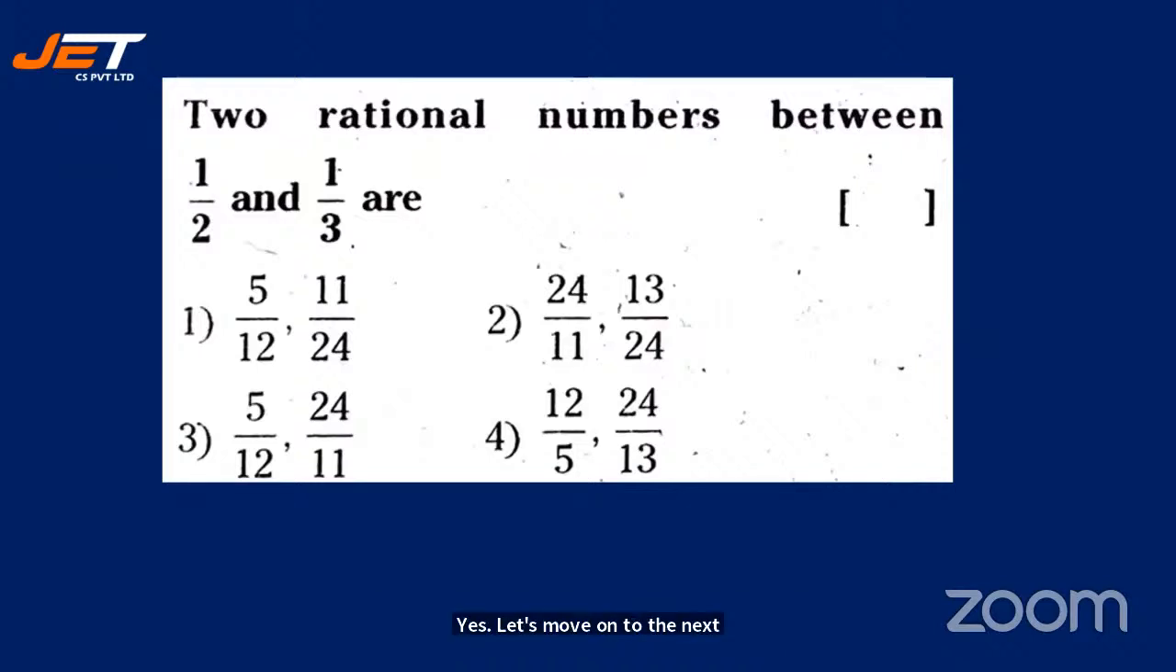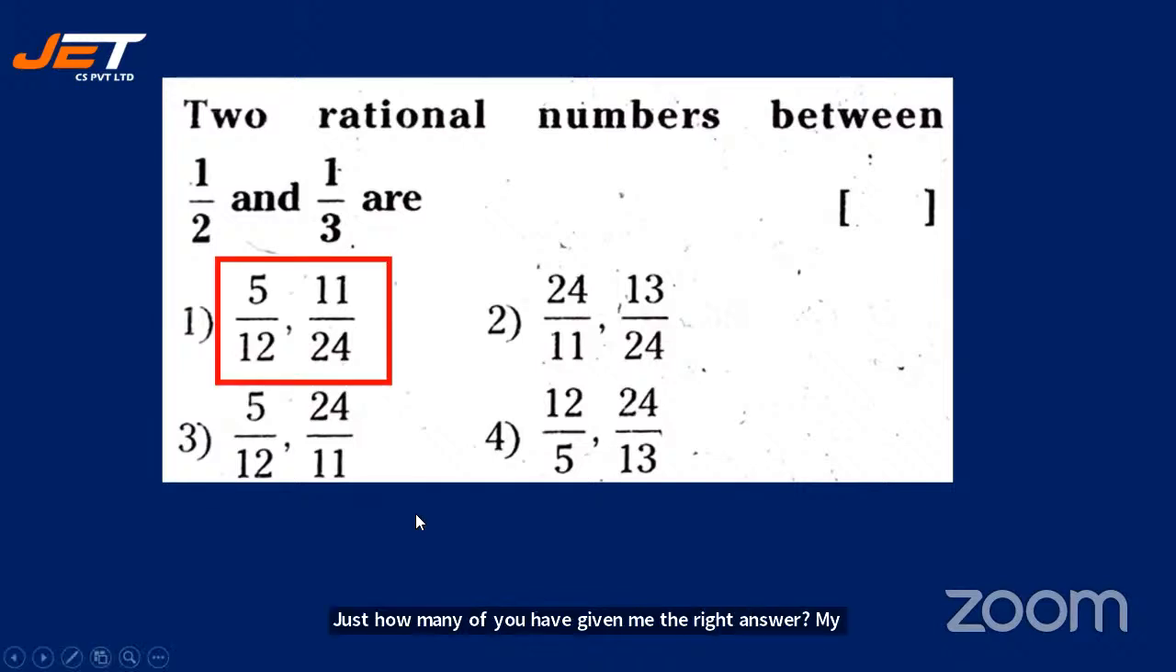Two rational numbers between 1 by 2 and 1 by 3 are. This really requires your working, students. Quickly work out and give me your answer. Is it option 1, 5 by 12, 11 by 24, or 24 by 11, 13 by 24, 5 by 12, 24 by 11, or option 4, 12 by 5, 24 by 13? All right, let's see the answers. How many of you have given me the right answer? My God, many say option 1. Yes, it is option 1.